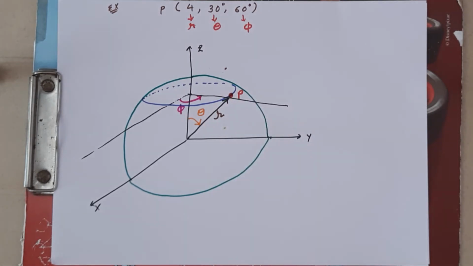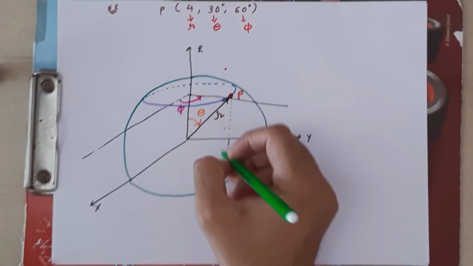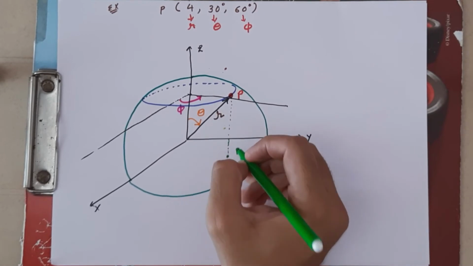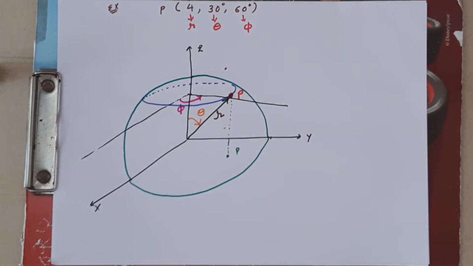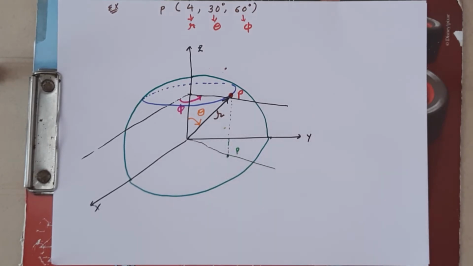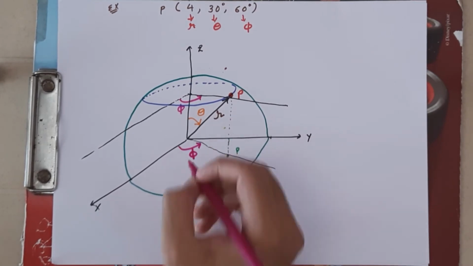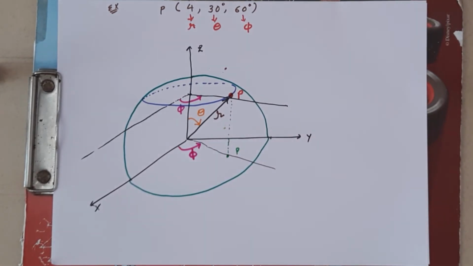I have to just draw one shadow of this point. So this one is the shadow of the point. So P is nothing but the shadow of the point. Now draw one line which is passing through the origin to the shadow of the point. Okay, and whatever angle we find, it is known as the phi angle. So this is r, theta and phi.